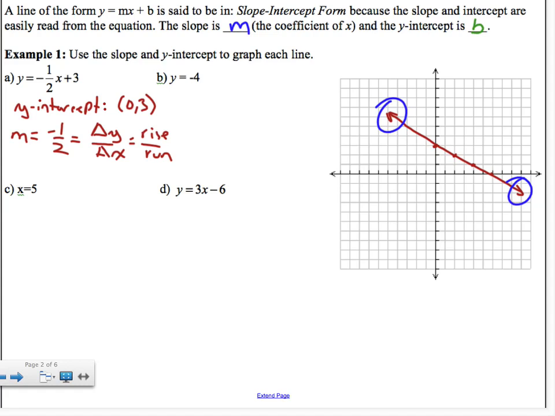What about the next one? y is equal to negative 4. First of all, is this in slope-intercept form? Yes, this is. It doesn't give us anything else. If the slope is 0, then you can go to 0, negative 4, and have a horizontal line. Well, we know that any line is going to be of this form.